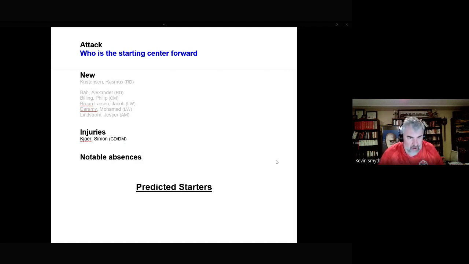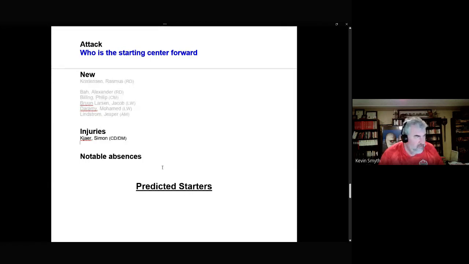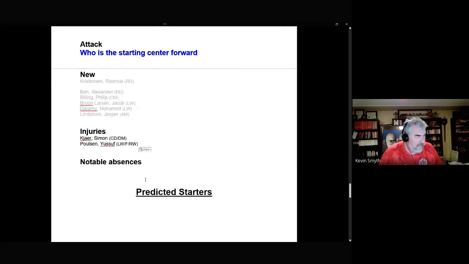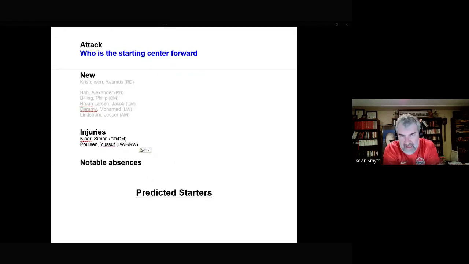Yusuf Poulsen also was out with a muscle injury for the last match there in June. But last I checked, he was listed as having influenza rather than a muscle injury, so it wouldn't take him 3 months to recover from that. So Yusuf Poulsen will presumably be back and available for the World Cup too, but he did miss the last match there in June.